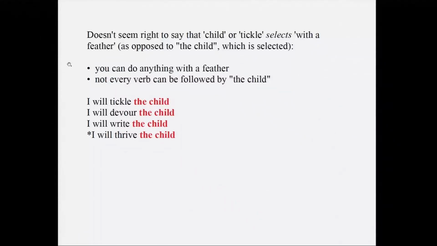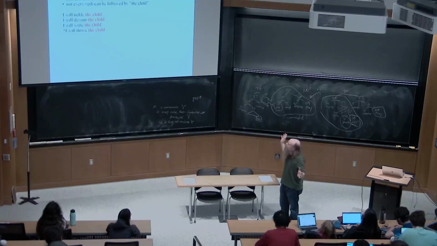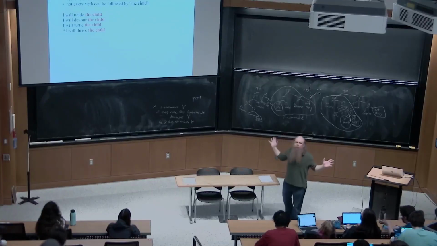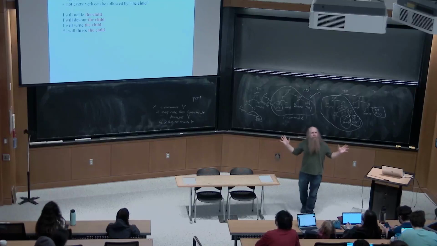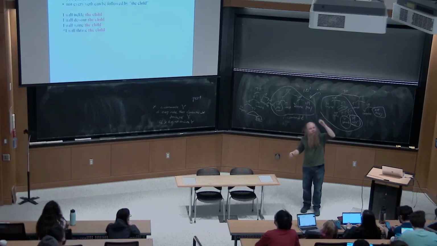Okay, so we said there are verbs like tickle and devour and write that need to have objects, or at least can have objects. And there are other verbs like thrive that typically can't have objects. So not every verb can be followed by the child. I can tickle a child. I can devour a child. I can write a child, sort of. But I cannot thrive a child no matter how hard I try, right? Yeah? In the previous slide, yeah.